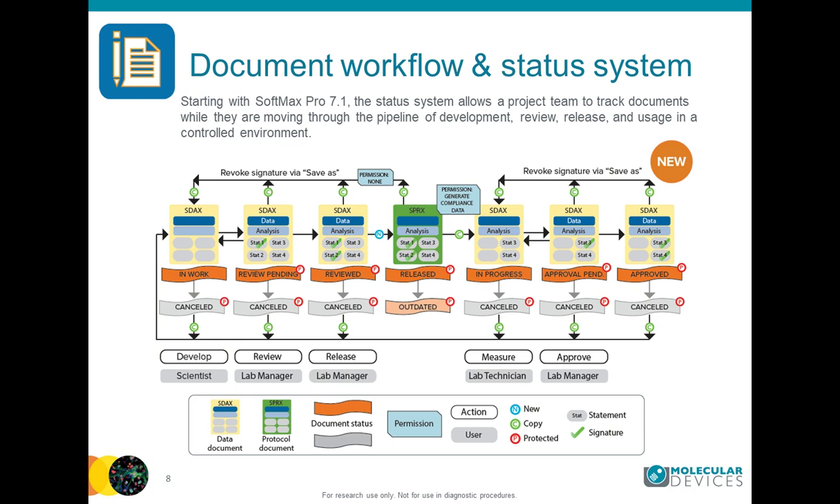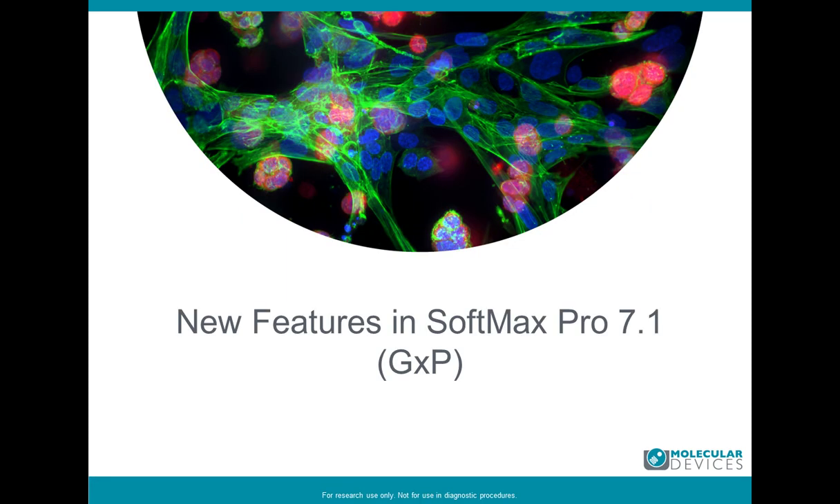The document workflow system is new in 7.1, and it strives toward establishing a paperless system in your company where you can basically develop a protocol, use it, and approve it without needing to establish a paper trail for that. We will have a look at that in detail also later.